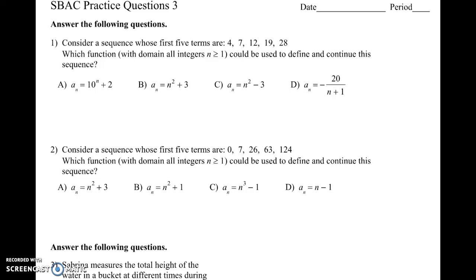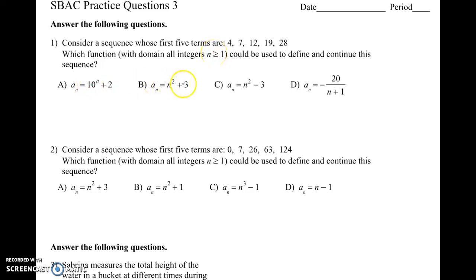It says, consider a sequence whose first 5 terms are 4, 7, 12, 19, and 28. Which function with domain all integers n greater than or equal to 1 could be used to define or continue this sequence? So if we think about what the domain is, they're saying it starts at 1. So this is the first term, second term, third term, fourth term, fifth term. So which one of these is the rule for this?